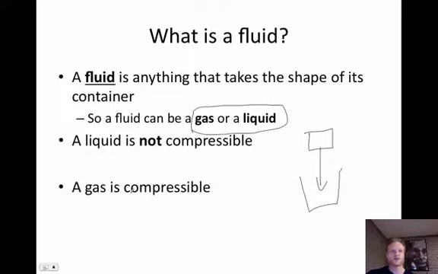If you blow up a small balloon, you can certainly squish that gas down, or compress it. And if any of you have air compressors at home, basically it's pulling air from the outside into that tank, and that tank is compressed air. So a gas is compressible, a liquid is not.